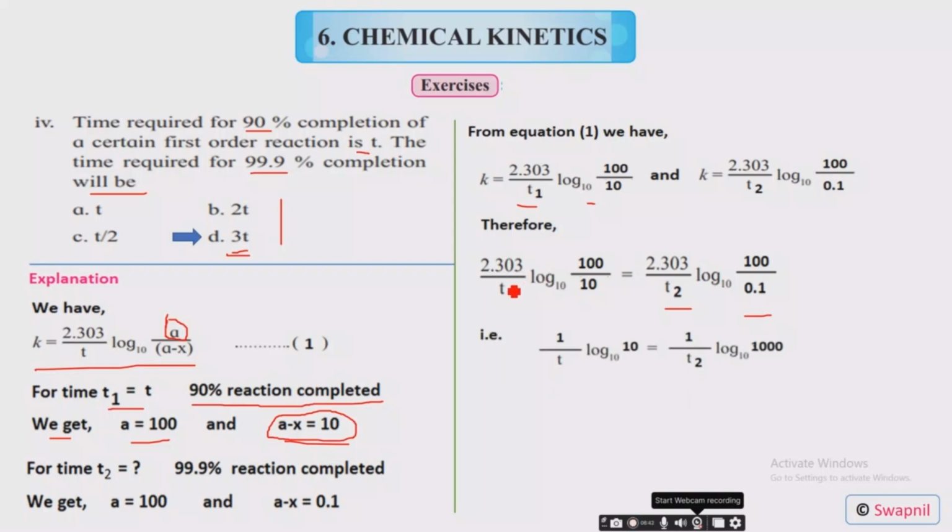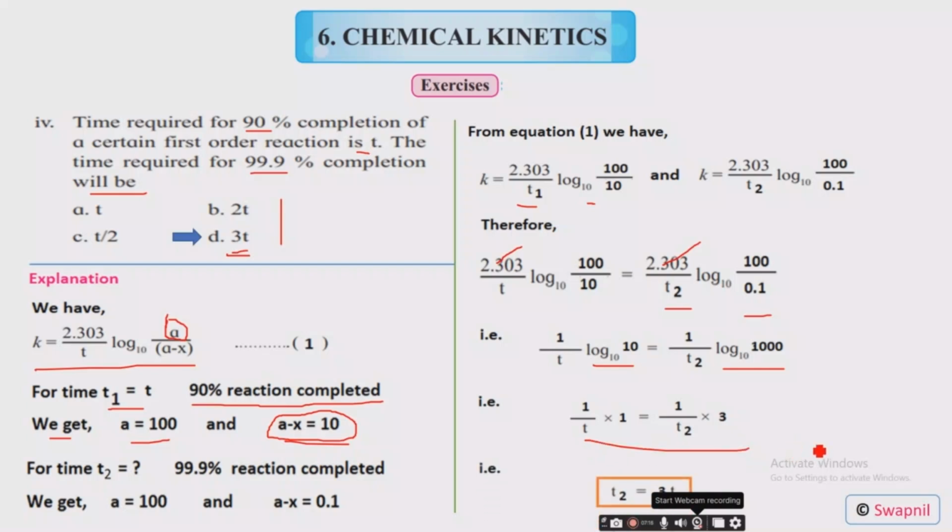So 2.303 and 2.303 get cancelled. So we get 1 divided by T1 log of 10, because 100 divided by 10 we get 10, and 1 divided by T2 log of 1000, because we have to divide 100 by 0.1, so we get 1000. So we get 1 divided by T1 into 1, because log of 10 to the base 10 is equal to 1, and log of 1000 to the base 10 is equal to 3. So we get 1 divided by T1 into 1 is equal to 1 divided by T2 into 3.